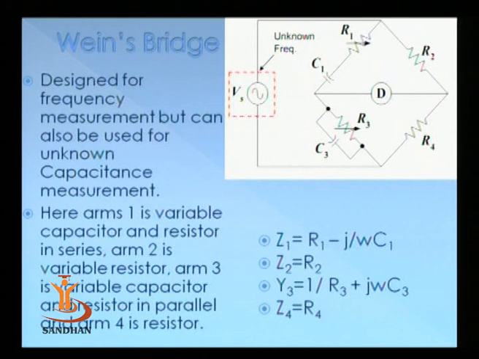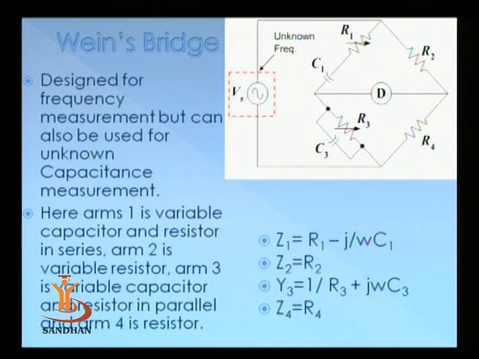Wien bridge. The Wien bridge is basically utilized for measurement of frequency, and it has been designed for that, but it can also be utilized to measure an unknown capacitor. Here we are specifically showing how it is utilized for unknown frequency. Arm 1 contains R1 and C1 in series, arm 2 a resistor, arm 3 contains R3 and C3, while arm 4 contains R4.